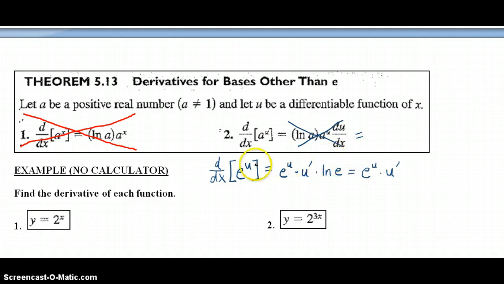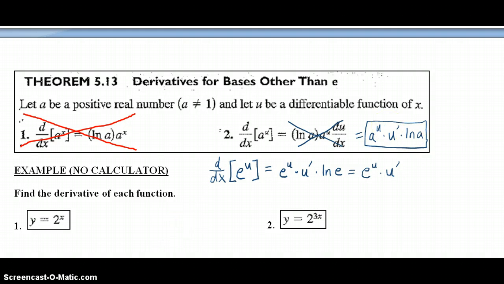So if the derivative with respect to x of e to the u power is e to the u times u prime, technically times the natural log of e, let's use that same pattern and say that the derivative with respect to x of a to the u power is a to the u power times u prime times the natural log of a. So it's the same rule, but because our base is not e, we have to have that extra part on the end there with the natural log of a, where a is a positive real number.